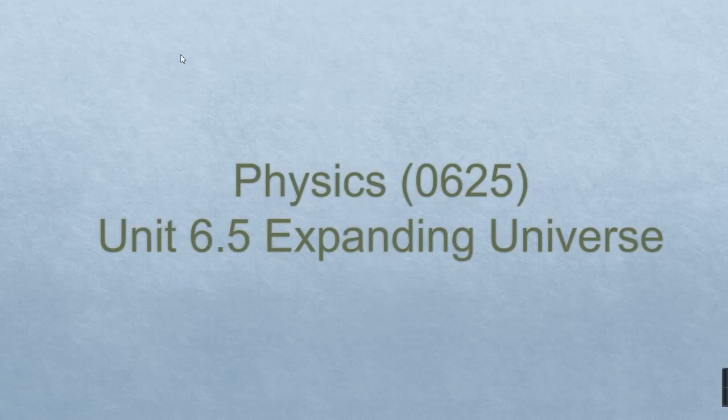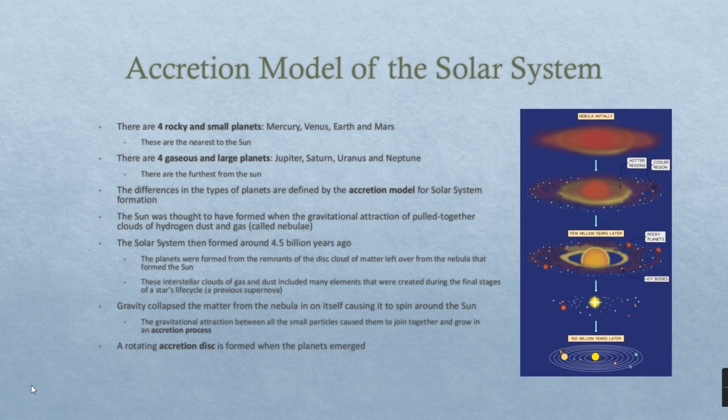The topic of expanding universe. For that, we need to look at the model, which is the accretion model of the solar system. As we said before, the star, the sun, was formed from the nebula cloud, which was a cloud of gas and dust.